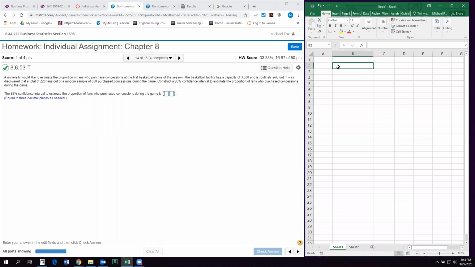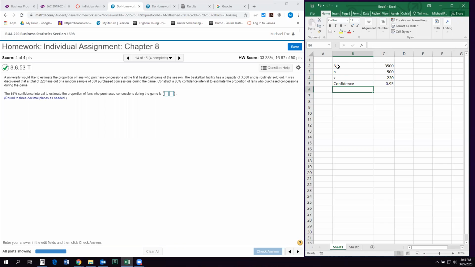So as always, we start with the information we know, which is that our population, sometimes called the big N, is 3,500. And then our sample, which is the little n, is 500. And our x, the number of successes in the sample, is 220. And our confidence level is 0.95. So that's everything we know.